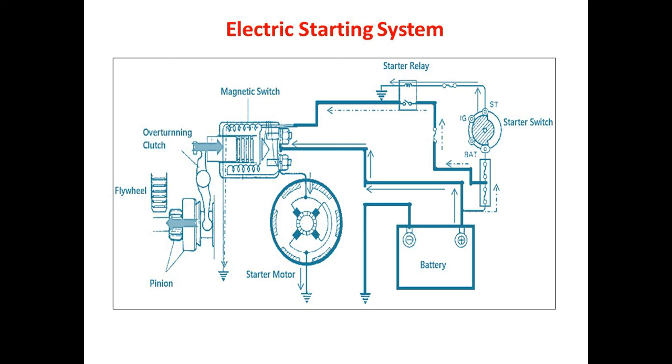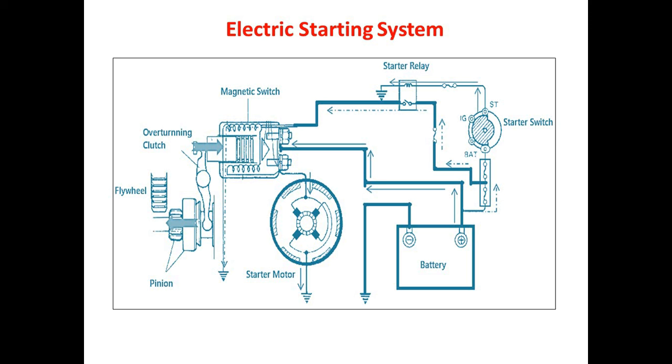Now we will see exactly how this electric starting system is working for the IC engines. Now in this schematic we can observe there is a circuit diagram which consists of battery, starter switch, starter relay, then a starter motor, then a magnetic switch or a solenoid switch, then an overrunning clutch, a pinion of starter motor and a flywheel with a ring gear. Now we will see how exactly this electric starting system is getting operated.